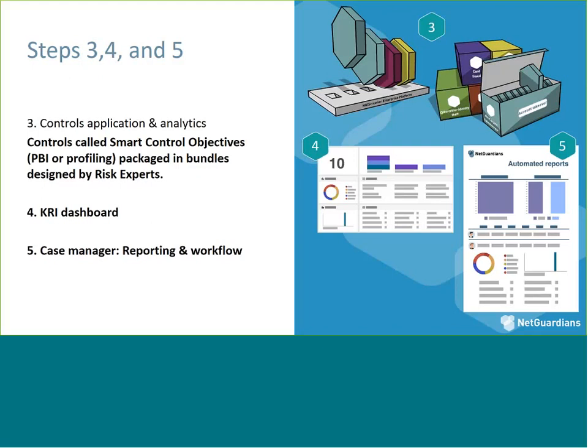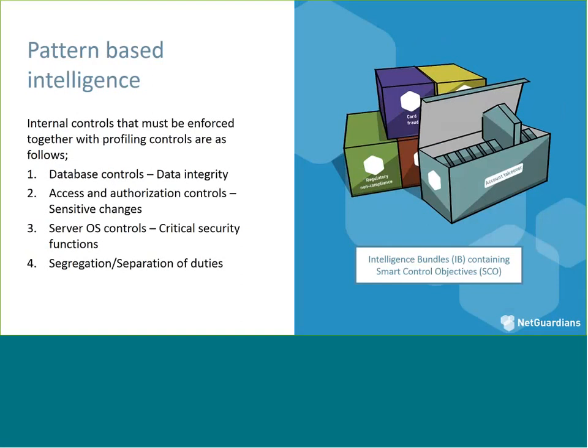And finally, in terms of profiling controls, they are good, but you also have to work in tandem with what you call pattern-based intelligence. And these are the internal fraud, or internal weaknesses, or internal operational risk weaknesses that you need to address. Because on the outside, you can address through profiling. On the inside now, you need to look at your database controls. You need to look at the access and authorization controls within your organization. You need to look at the critical infrastructure where all these applications are hosted from an operating system perspective, and put in place critical security functions, and have segregation and separation of duties.